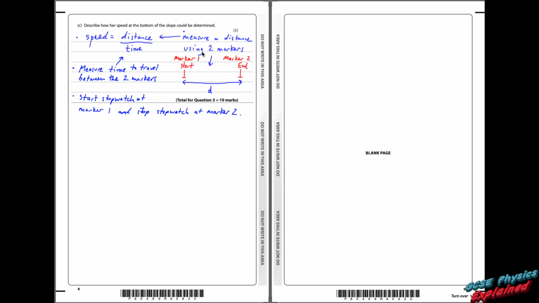Measure the distance using two markers. So a marker at the start and a marker at the end, down at the bottom of the hill. And measure the time to travel between the two markers. And you can start the stopwatch at marker 1 and then stop the stopwatch at marker 2. If it was worth anything more than 3, I would say make sure you measure the distance with a trundle wheel and measure the time with a stopwatch.